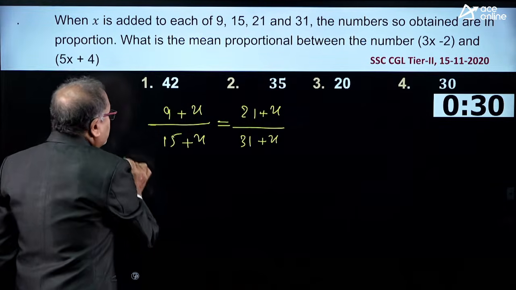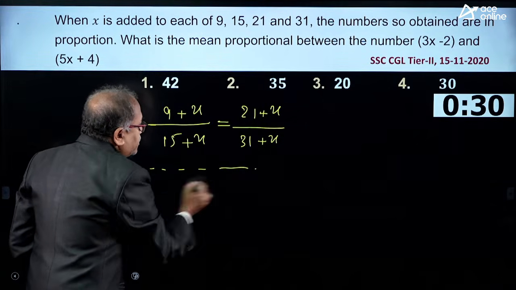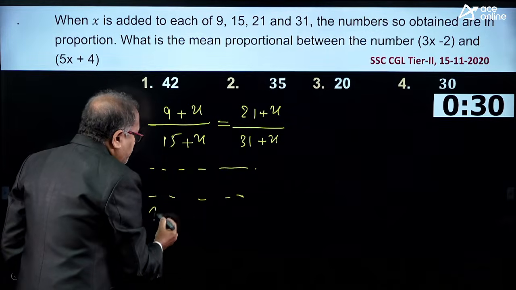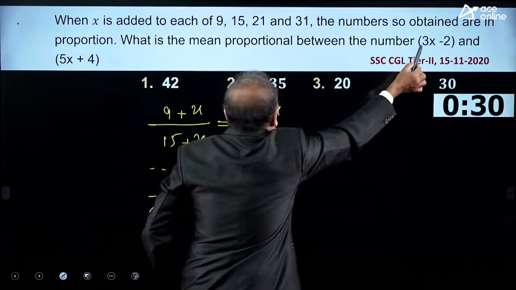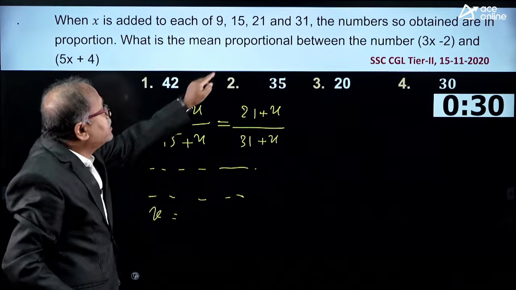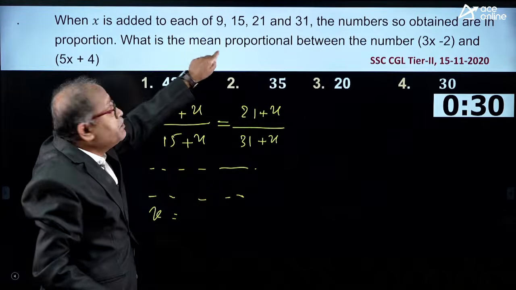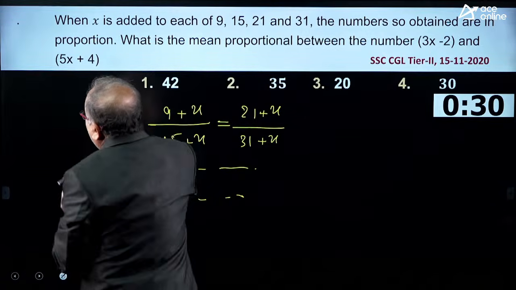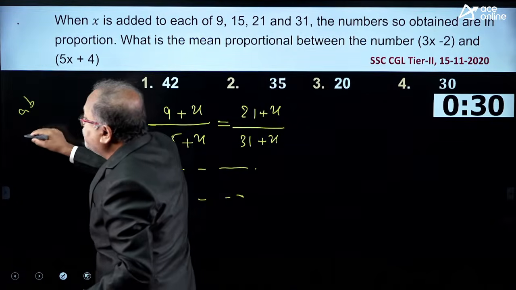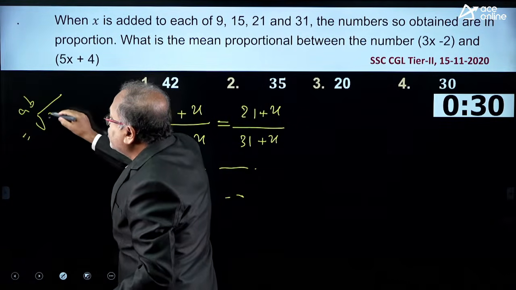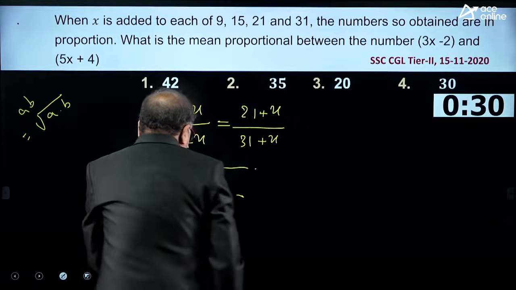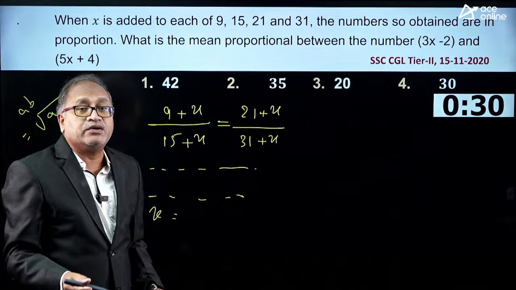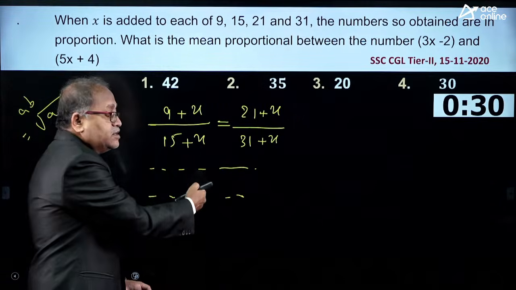By solving this equation, I will get the x value here, and once I get the x value, I can get this number and also this number, and I can find the mean proportion of A and B. What is the mean proportion of A and B? Nothing but the square root of A into B. So shall I give you 30 seconds, and finally I give you a different method than this.